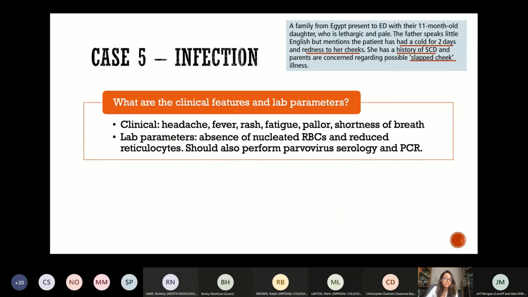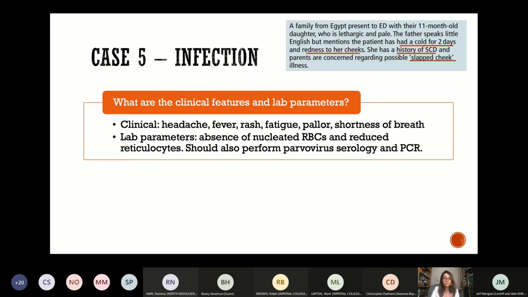In terms of clinical features and lab parameters, clinically they can present to you with vague symptoms such as headache, fever, fatigue, shortness of breath, and a rash. For lab parameters, doing a blood film alongside your full blood count is really important. You'll see an absence of nucleated red cells and reduced reticulocytes. You should also, as mentioned previously, perform parvovirus serology and send off for a PCR.